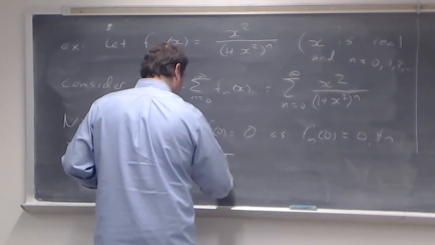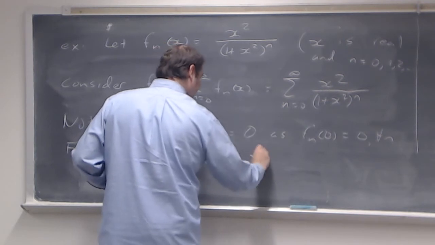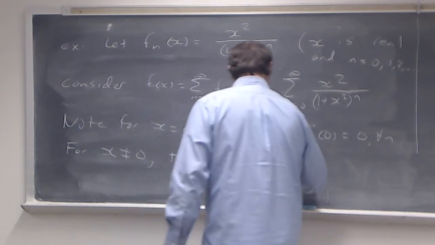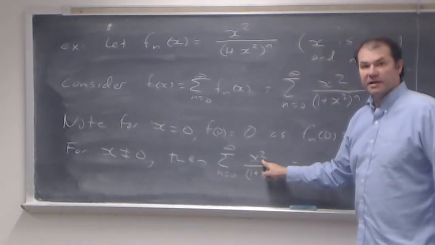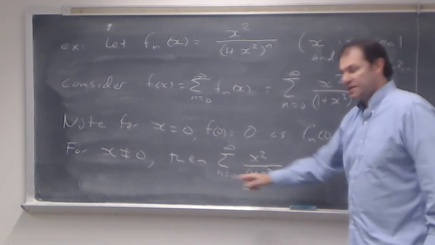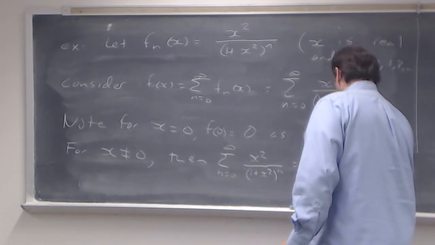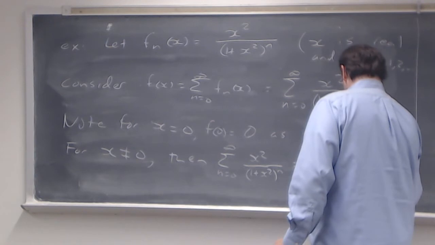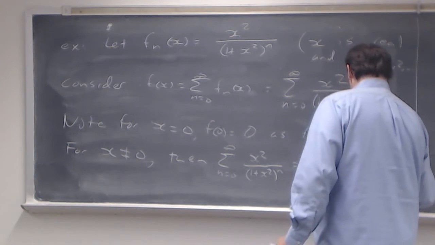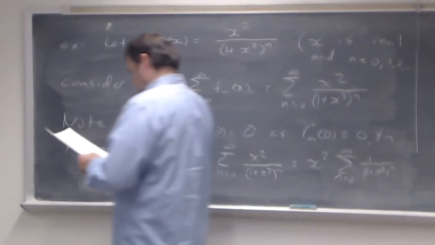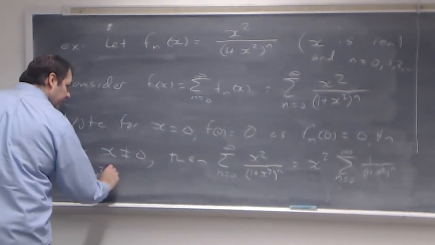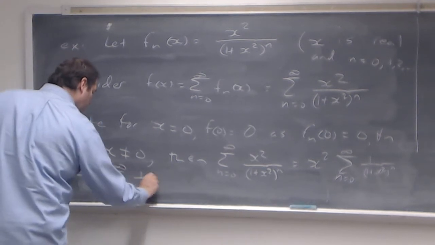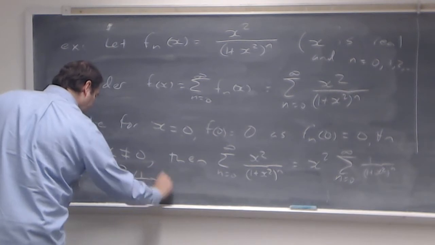For x being different from 0, the sum, as n runs from 0 to infinity, of x squared over 1 plus x squared raised to the n will be equal to, well, the x squared here is a constant with respect to the index n, so I can pull it out. That's the same thing as x squared times the sum as n runs from 0 to infinity of 1 over 1 plus x squared, all raised to the n.